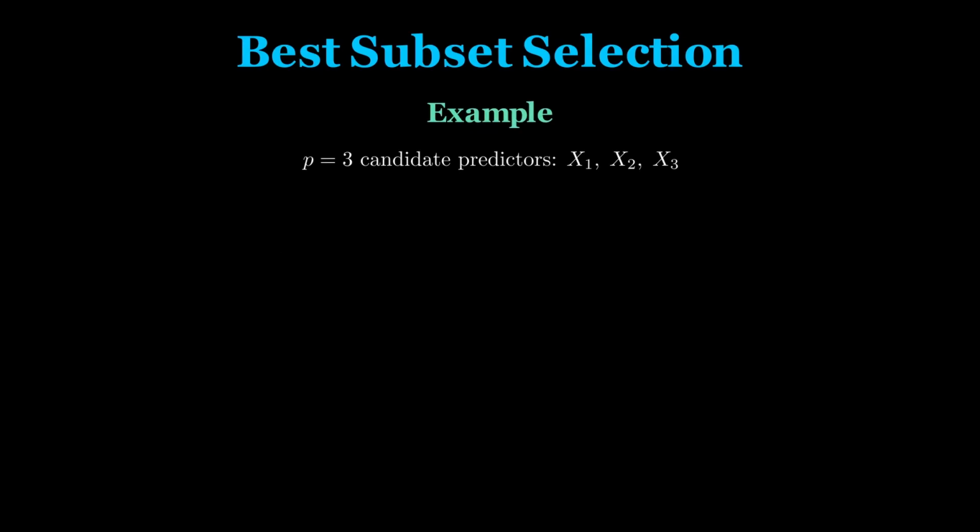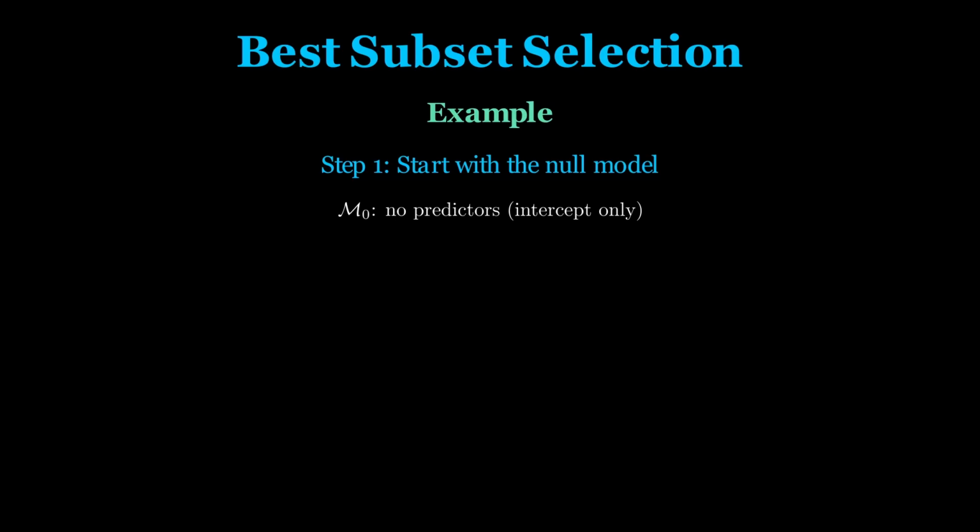Let's walk through an example with p equals 3 candidate predictors, x1, x2, and x3. It's unlikely that the exam will ask you to implement the actual algorithm, but it's a good way to understand the steps and internalize the concepts. Here, with best subset selection, we evaluate every possible combination. We start with the null model M0, which contains no predictors, only the intercept.